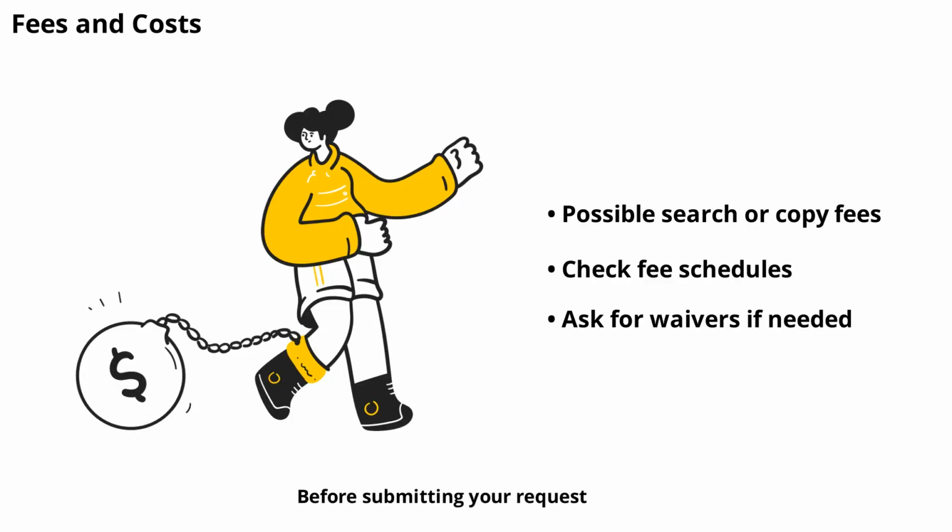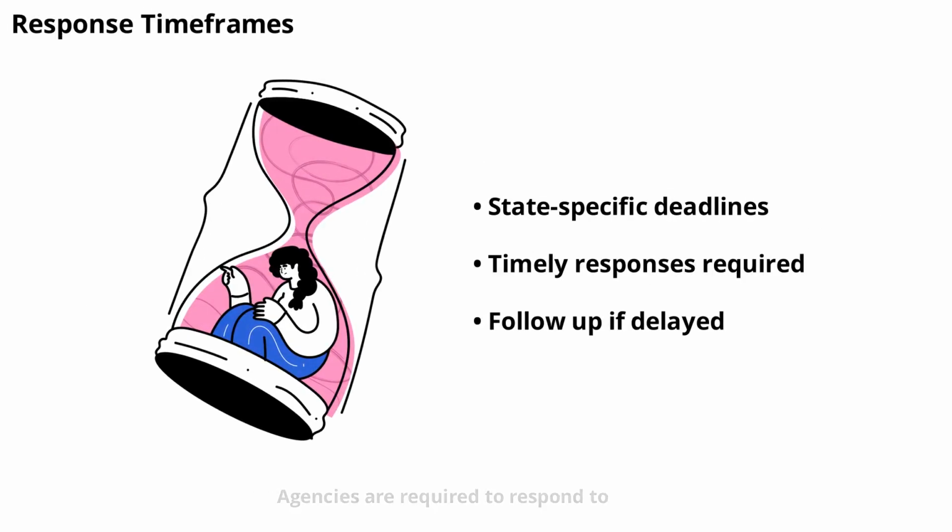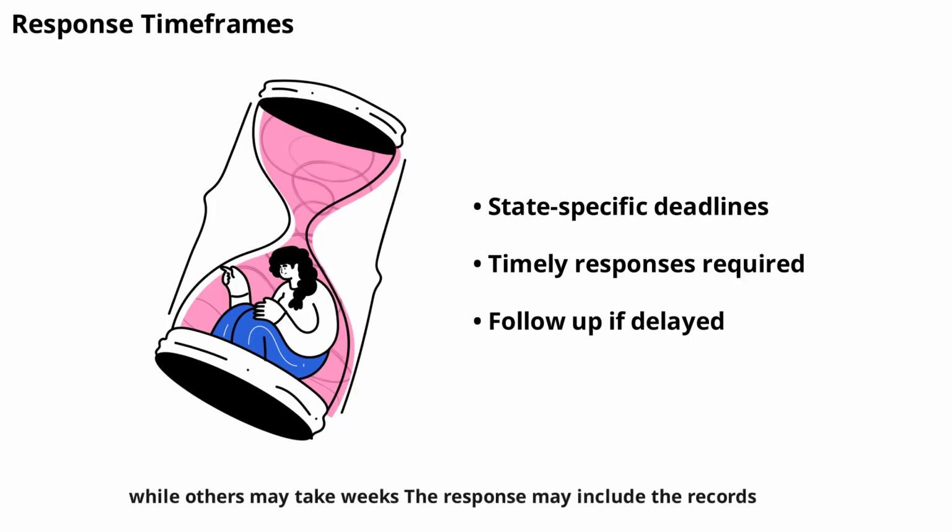Before submitting your request, check the agency's fee schedule so you're not caught off guard. If fees are a concern, you can often ask for a fee waiver, especially if your request serves the public interest. Agencies are required to respond to public records requests within a certain time frame, which varies by state. Some states require a response within a few days, while others may take weeks.